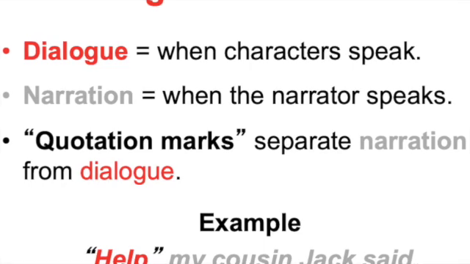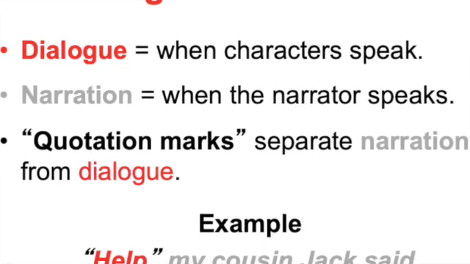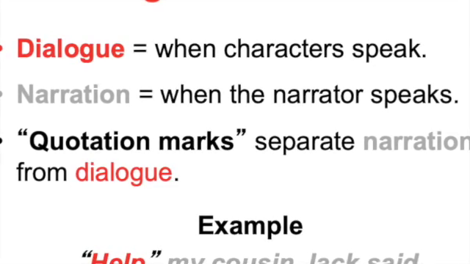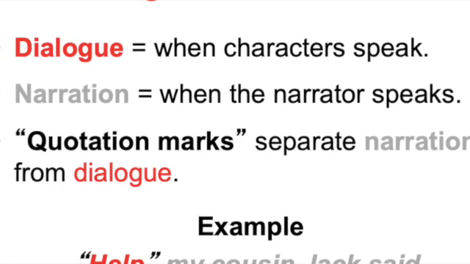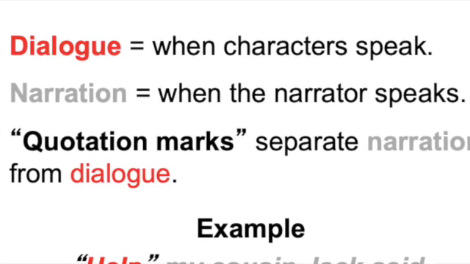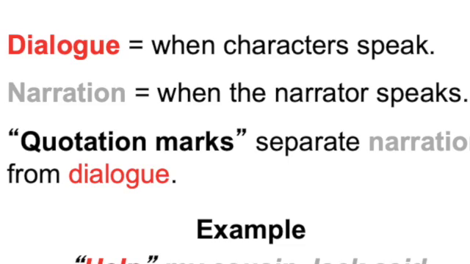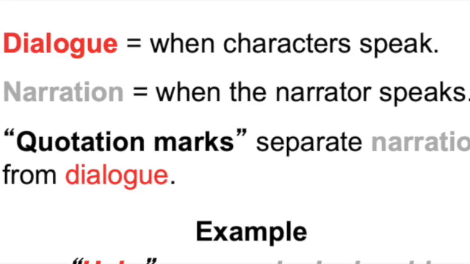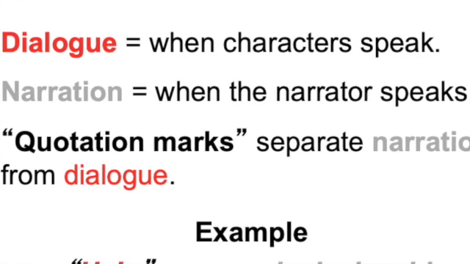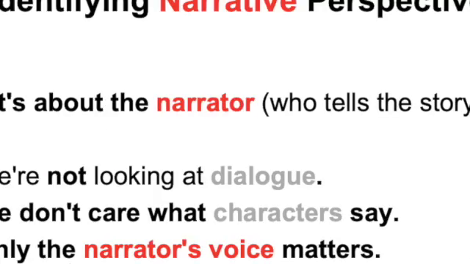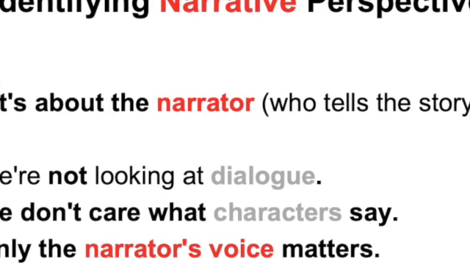So when you're looking at point of view, you only want to look at what the narrator is saying, not the characters. Anything in quotation marks shows that the characters are talking. That is not narration, so we do not count that when we are looking for the point of view. Look at the example below. It says, "Help," my cousin Jack said. "Help" is dialogue. We are not going to look at that because it's in quotation marks. So let's look at the next slide.